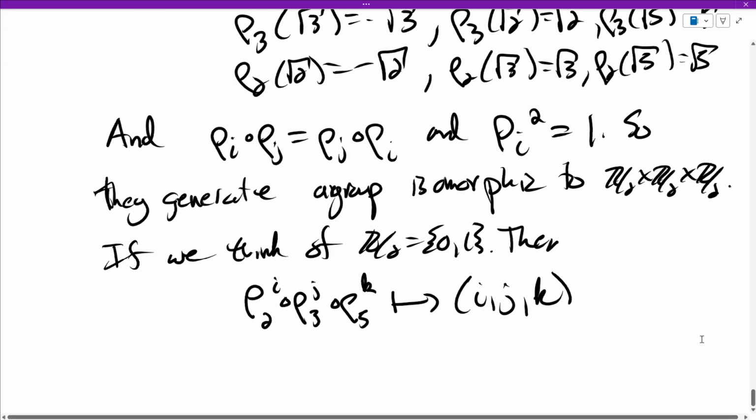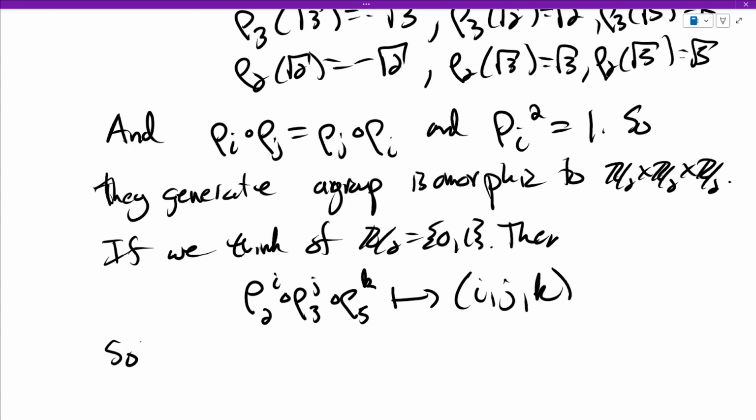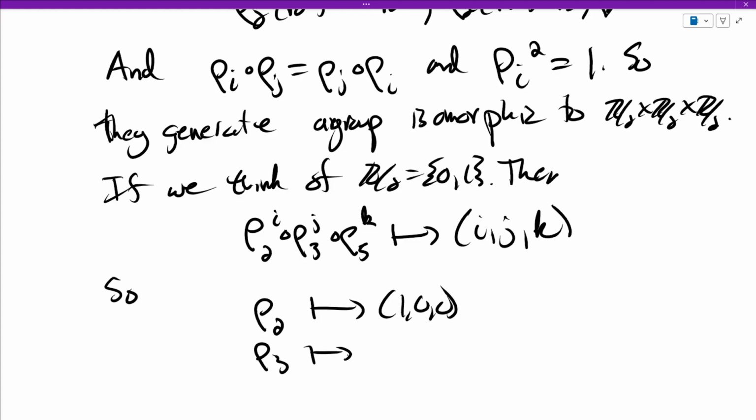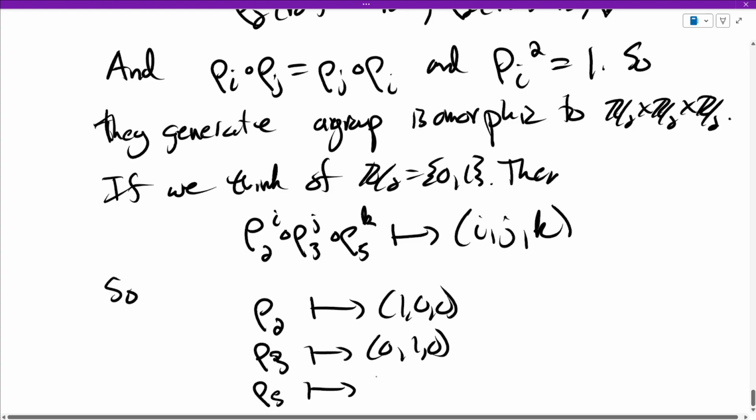So for example, rho 2 is going to go to 1, 0, 0. Let me give myself a little more space here. Rho 3 is going to go to 0, 1, 0. And rho 5 will go to 0, 0, 1.